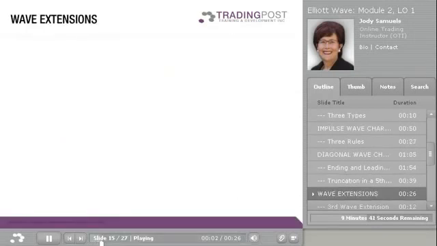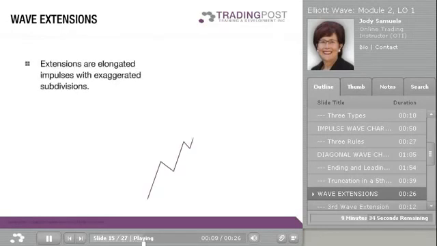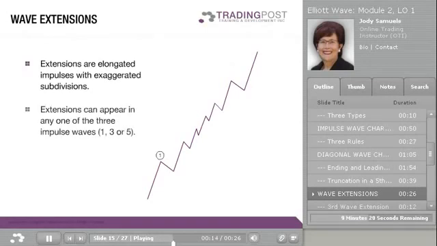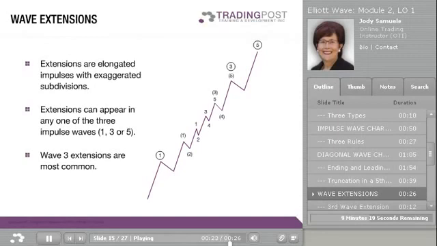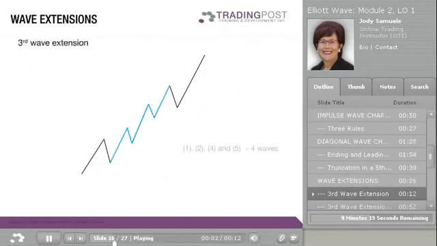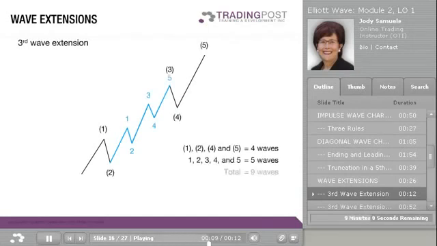When the impulse wave seems to go on and on and on, it is called an extension. Extensions are elongated impulses with exaggerated subdivisions. Extensions can appear in any one of the 3 impulse waves, 1, 3, or 5. However, wave 3 extensions are the most common since it is usually the strongest and the longest impulse wave of the 3. In this example, the 3rd wave extension is a 9-wave sequence. Within this 5-wave sequence, wave 3 extends into another 5-wave sequence.